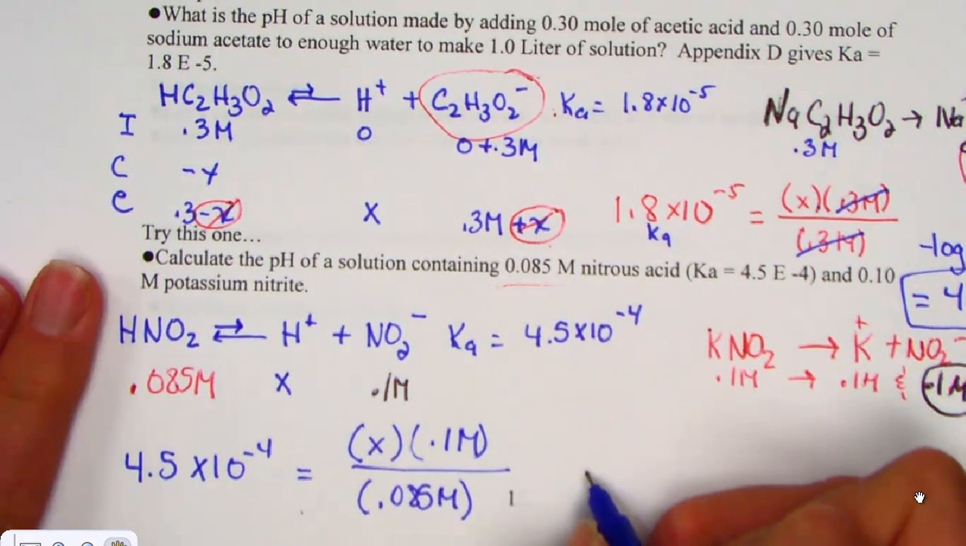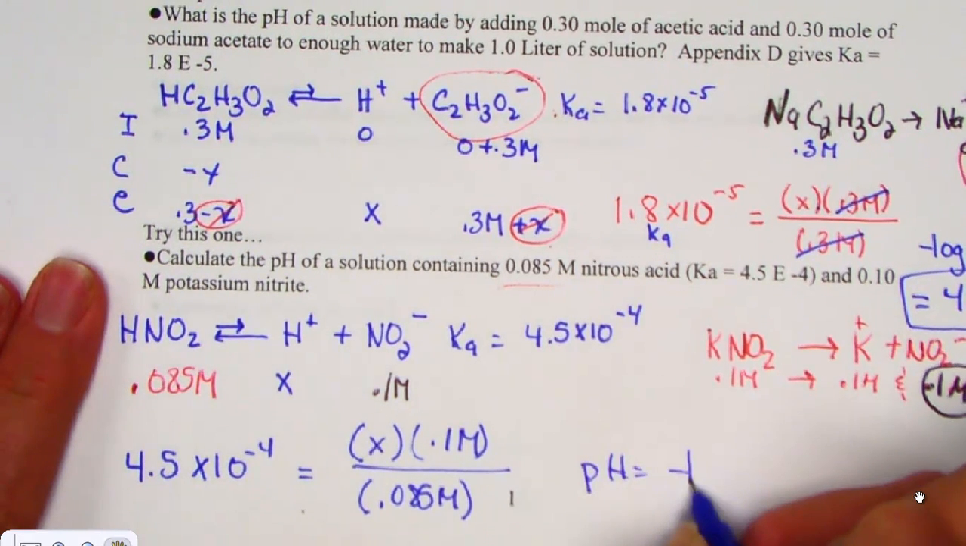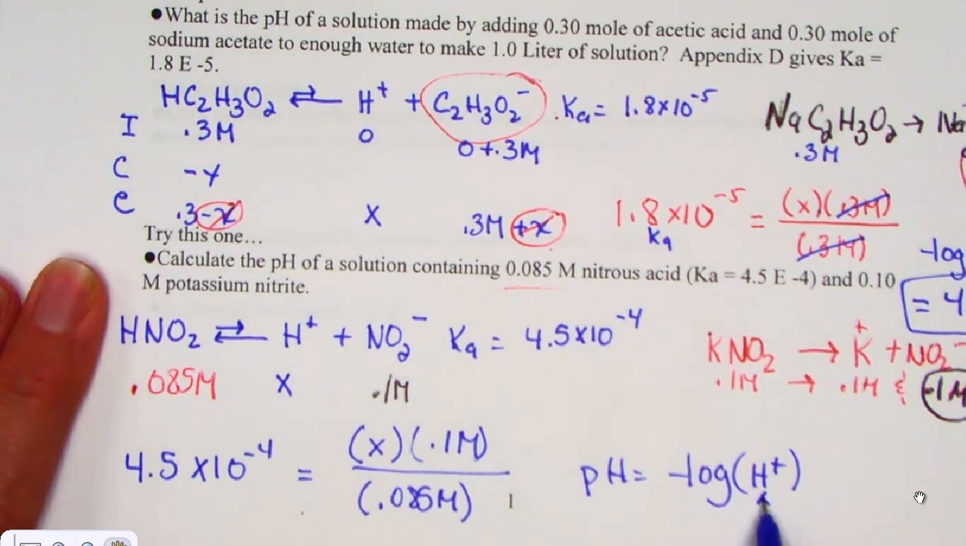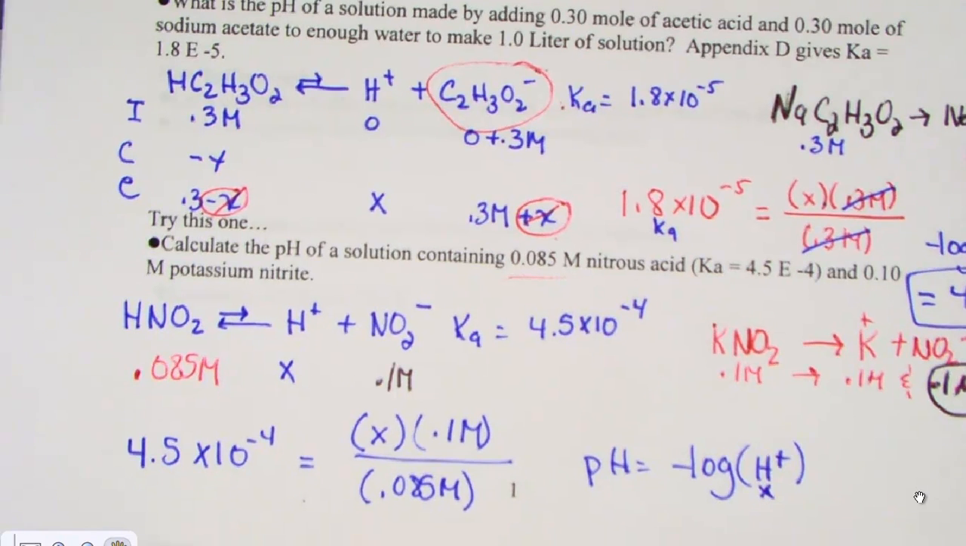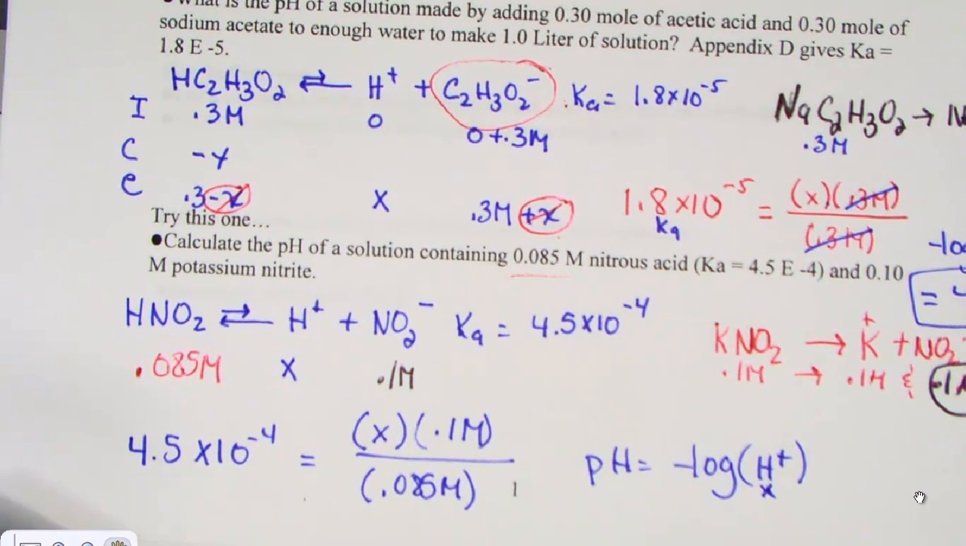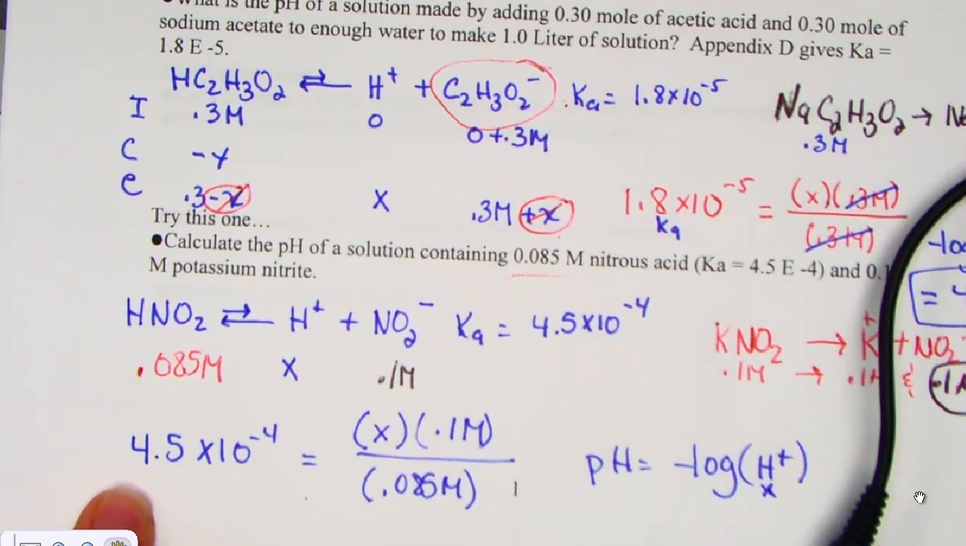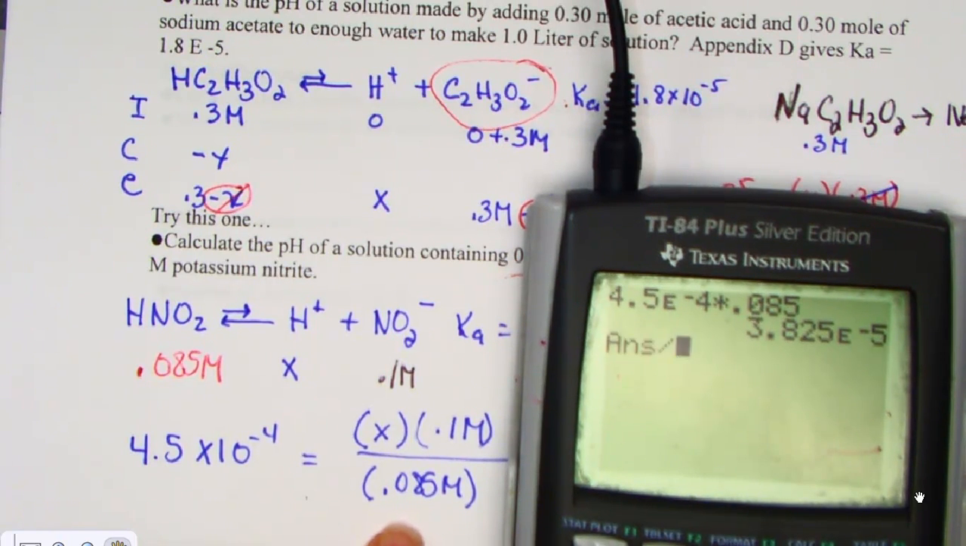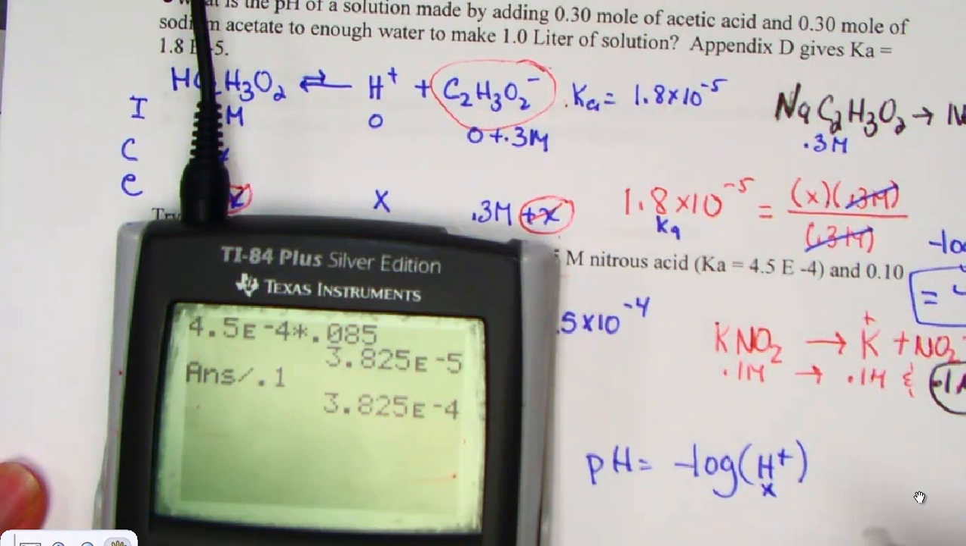Solve for X, knowing that X will give us the hydrogen ion, and that X that we solve for can then be used to determine the pH. So let's hit together. Please hit with me. We have 4.5 E negative 4 times our concentration of the acid, 0.085, divided by 0.1, and we get X, 3.825 times 10 to the negative 4.